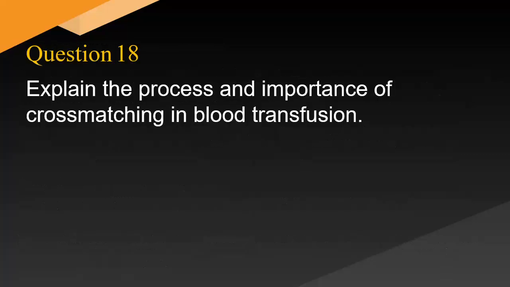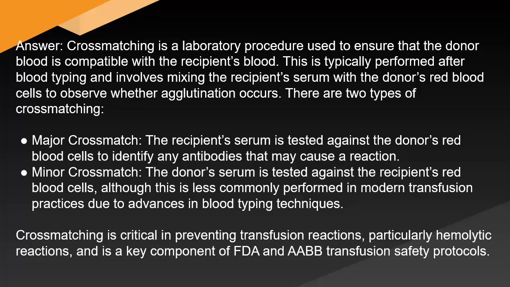Explain the process and importance of cross-matching in blood transfusion. Answer: cross-matching is a laboratory procedure used to ensure that the donor blood is compatible with the recipient's blood. This is typically performed after blood typing and involves mixing the recipient serum with the donor's red blood cells to observe whether agglutination occurs. There are two types of cross-matching.